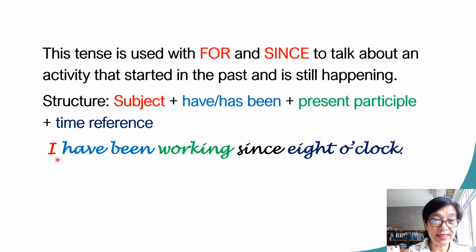So in this sentence, I have been working since 8 o'clock. I is the subject, have been. Why have? Because I is considered plural in English grammar. The present participle is working, since is the preposition, and the time reference is 8 o'clock. Okay?